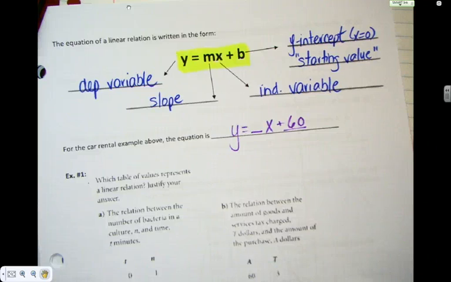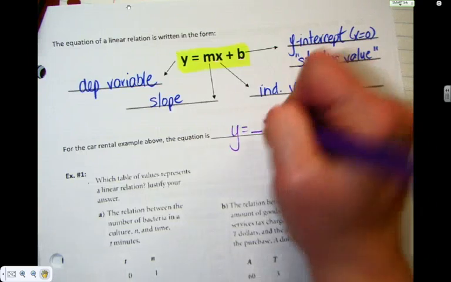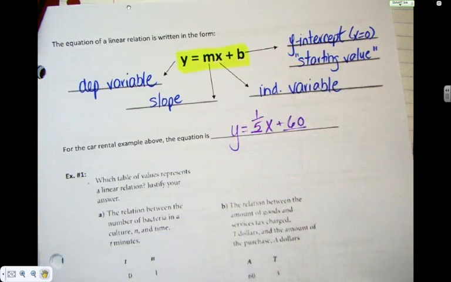We also already calculated the slope. That was when we looked at that little triangle and the rise over the run, and what did we say the slope was equal to? 1/5. What's 1/5 as a decimal?